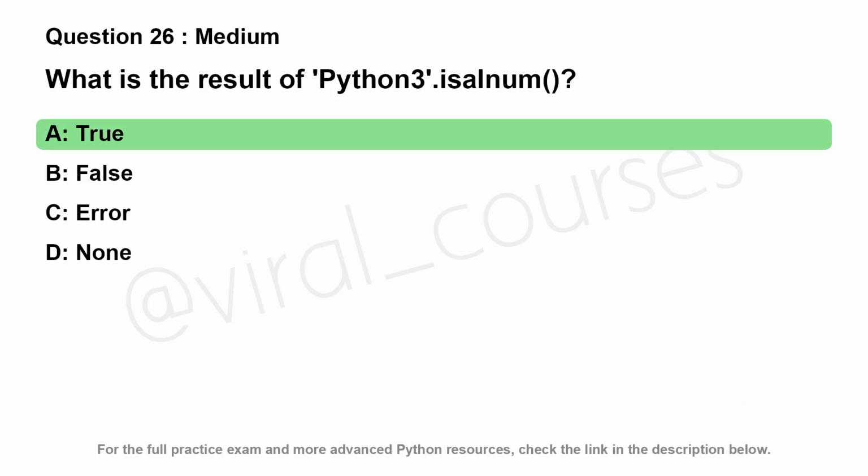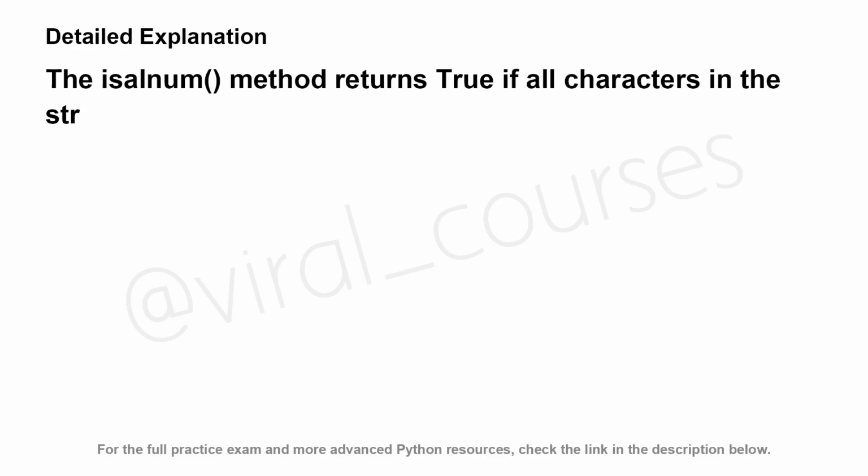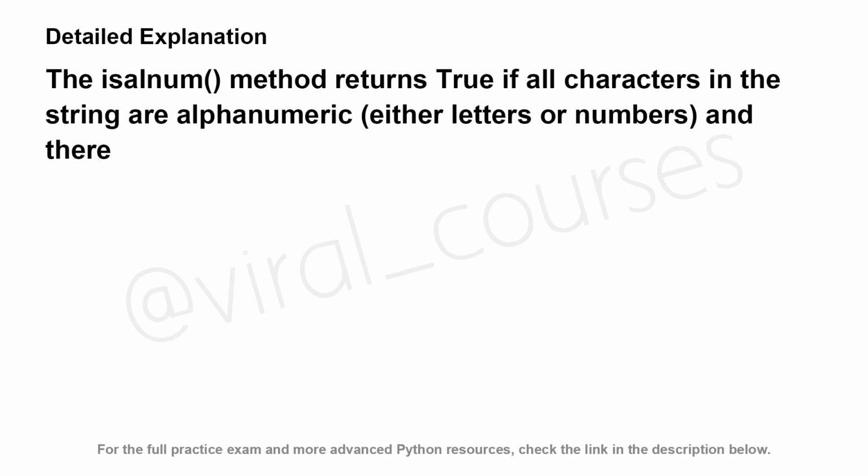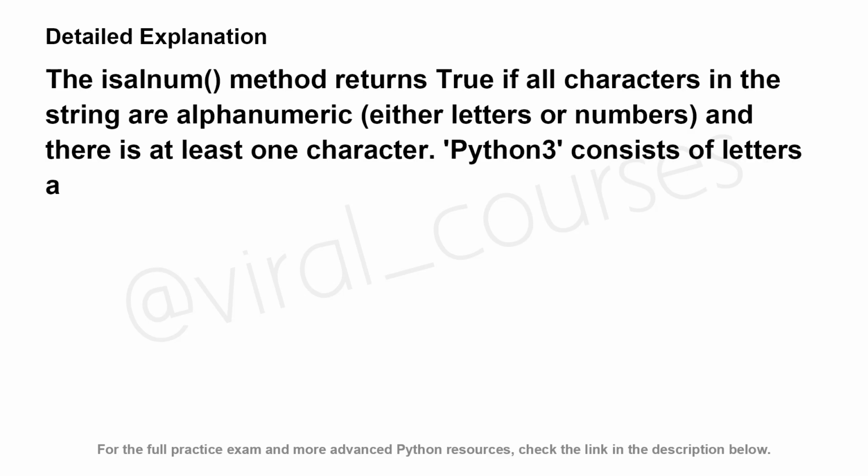The correct answer is A. The isalnum method returns true if all characters in the string are alphanumeric, either letters or numbers, and there is at least one character. 'Python3' consists of letters and a digit, so it returns true.